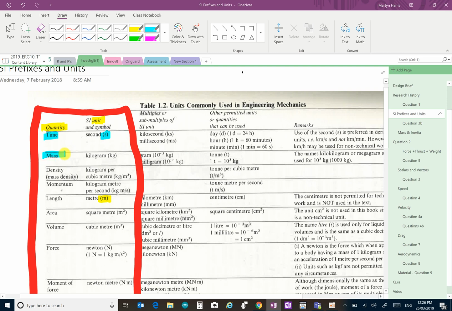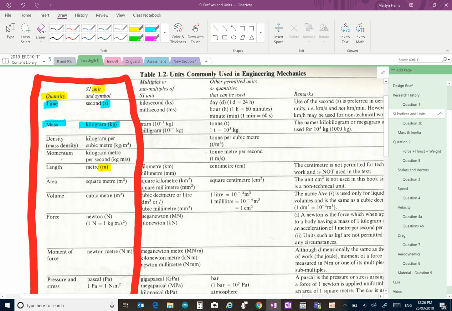We can see here for mass, we use kilograms. For area, we use meters squared, and so on and so forth. For force, we use newtons. So we have all these special standard international units that we use when we're plugging into formulas. Now, we have a whole variety of formulas, and we haven't even started speaking about that yet.